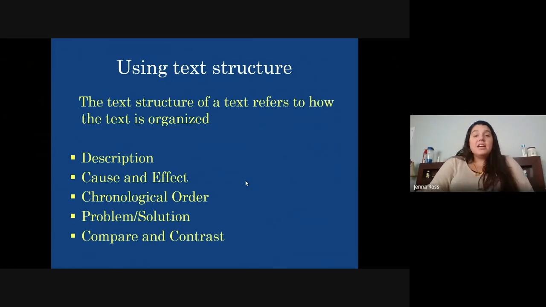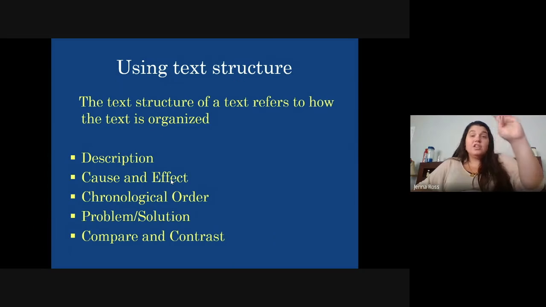So the text is structured in a certain way. It might be description, meaning it's telling you about something, it's describing it. It might be cause and effect. It might say this happened because of these other things that happened. It might tell you something in chronological order, meaning first this happened, and then finally last this happened.